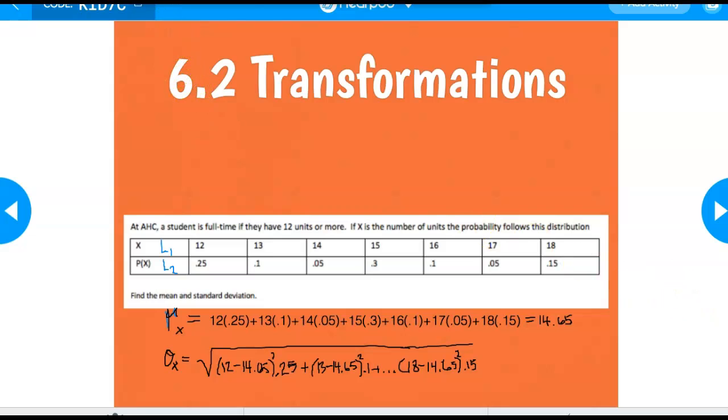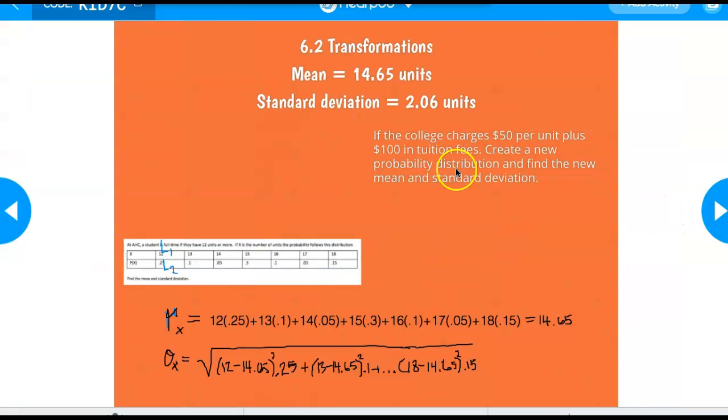And I know that I have the mean and standard deviation on the next slide, so I'm just going to advance. Standard deviation 2.06. Alright, awesome. Okay, so now we know the mean and standard deviation. What we're going to do is transform the random variables.